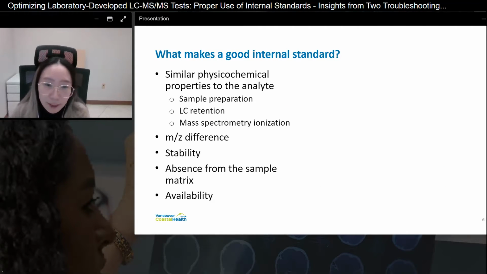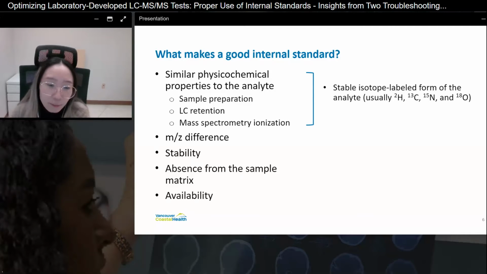Then what makes a good internal standard? Here are some recommendations I listed over here. First of all, we would want the internal standard to be added to the sample as early as possible. And this internal standard has similar physical chemical properties to the analyte, so it would mimic the analyte in the entire analytical process, including extraction, LC, and ionization in the mass spec.